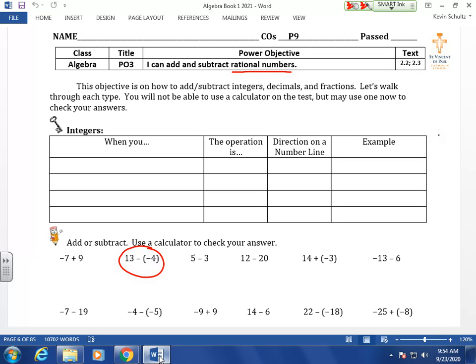But it is that important that we are comfortable with this in algebra that it is represented as a PO in this unit. So starting with integers, let me scroll down a bit here.